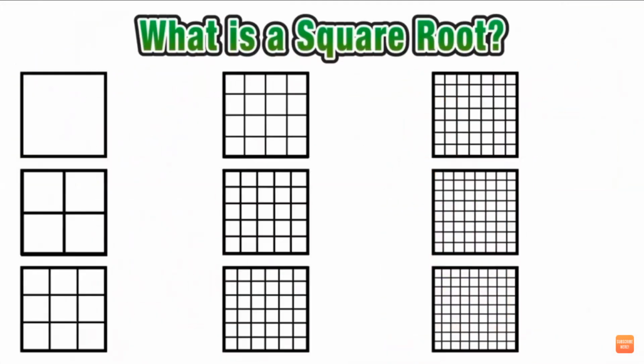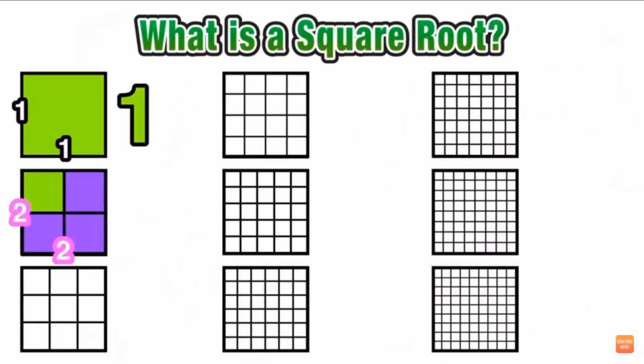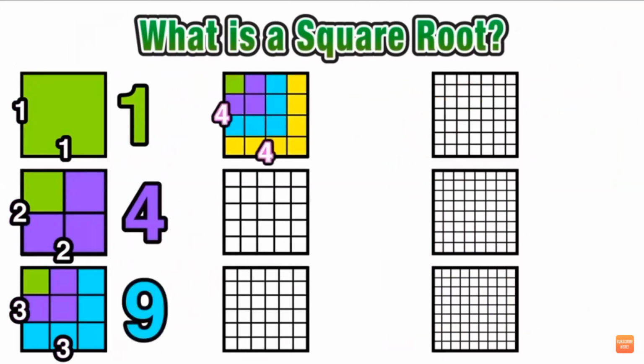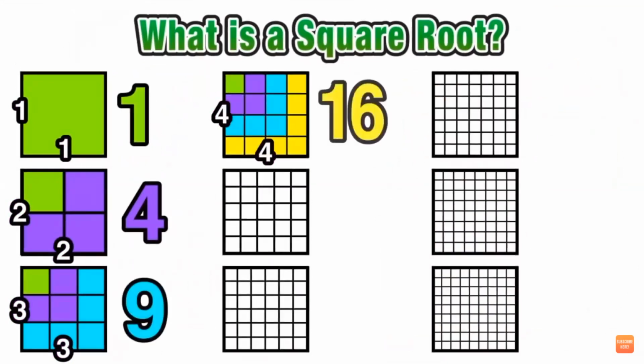So now we're going to go ahead and visually explore some of the most common perfect squares and their relationship to their square root. So 1 squared is 1 times 1, which just equals 1. 2 squared is 2 times 2, which equals 4. 3 squared is 3 times 3, which equals 9. 4 squared, again, 4 times 4, which equals 16. Again, these are all perfect squares.